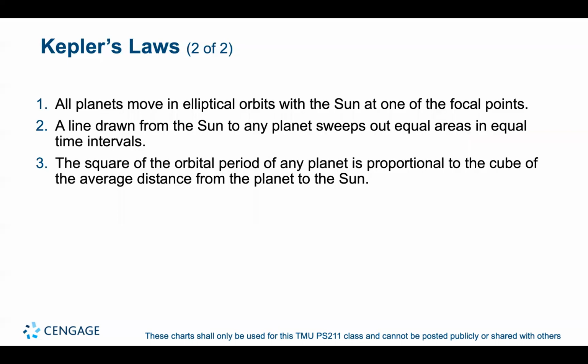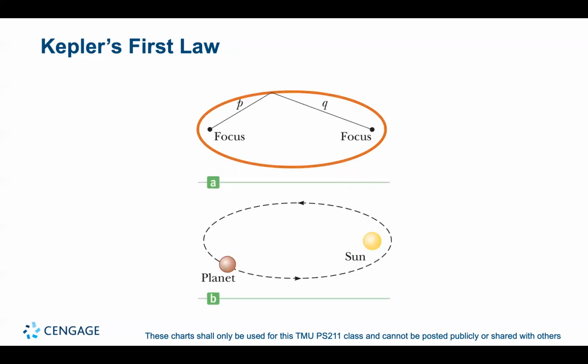His analysis is summarized in three statements known as Kepler's laws, and there are various levels of sophistication that you can use to play this out. Number 1, all planets move in elliptical orbits with the sun at one of the focal points. Number 2, a line drawn from the sun to any planet sweeps out equal areas in equal time intervals. And number 3, the square of the orbital period of any planet is proportional to the cube of the average distance from the planet to the sun. Wow, that's a whole lot, and some fairly dense statements there.